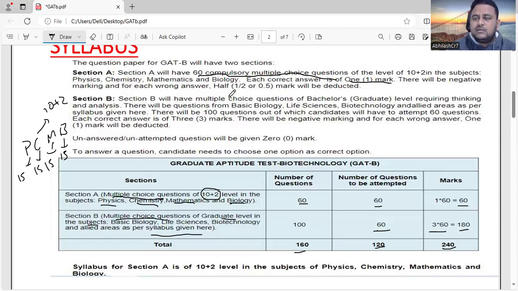Suppose you answer correctly, you will get 1 mark. Suppose you answer wrong, you lose 0.5 marks. That is, a negative mark of 0.5 will be deducted.